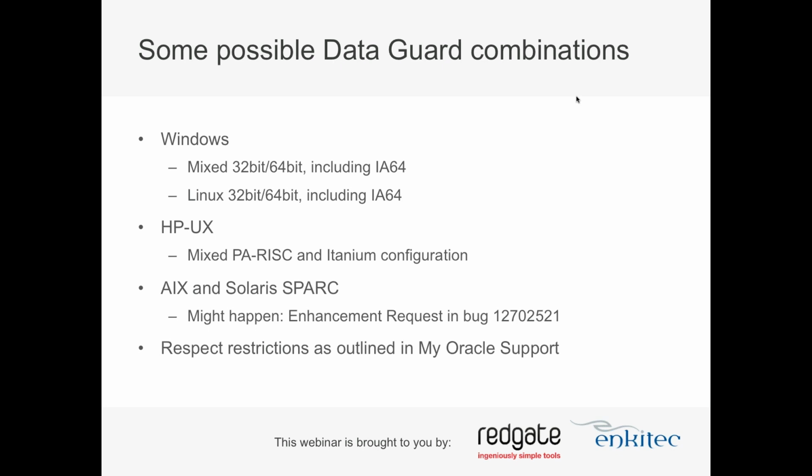A very interesting bit there is AIX and Solaris on SPARC, where somebody must have requested this, and there is an enhancement request in that bug that's referenced even in that My Oracle Support note. But currently there's no movement on it. But it would be interesting to see if you could use AIX and SPARC in a DataGuard configuration.